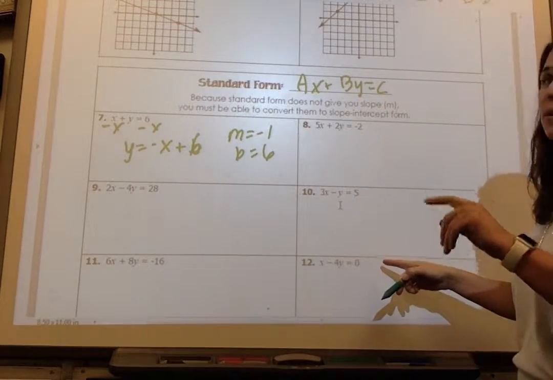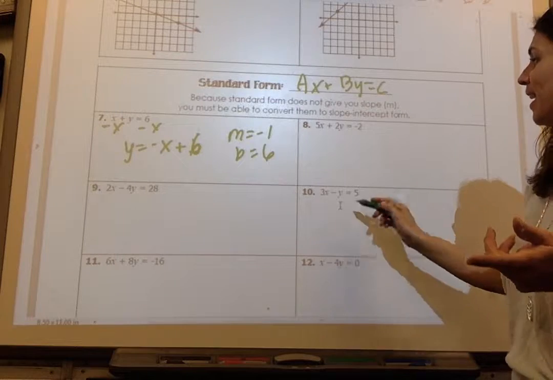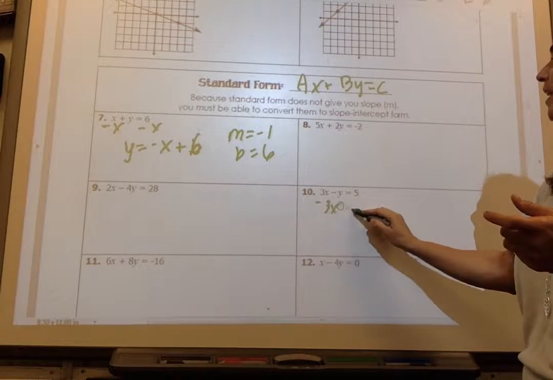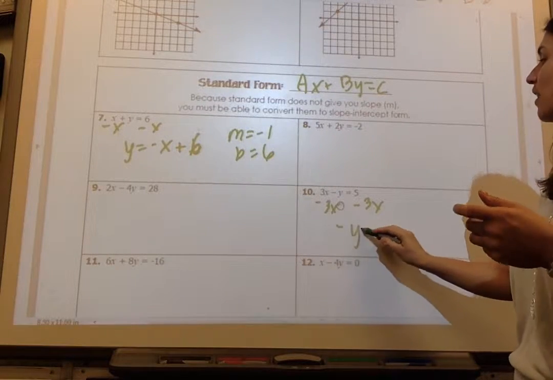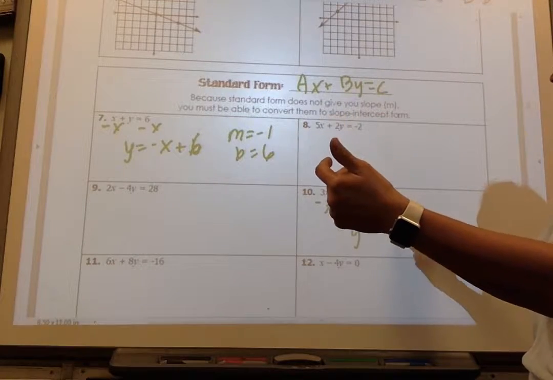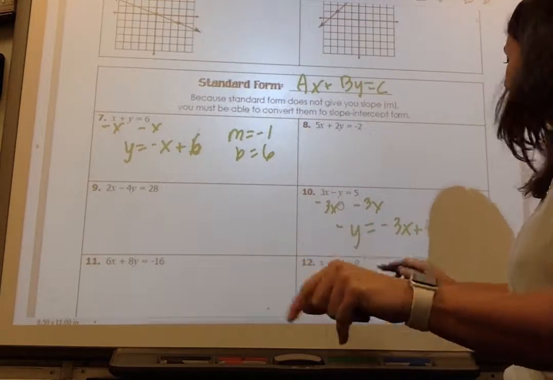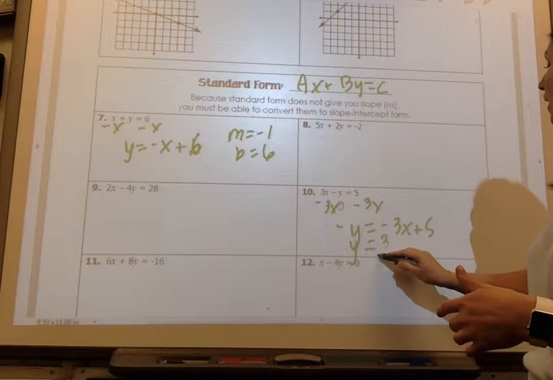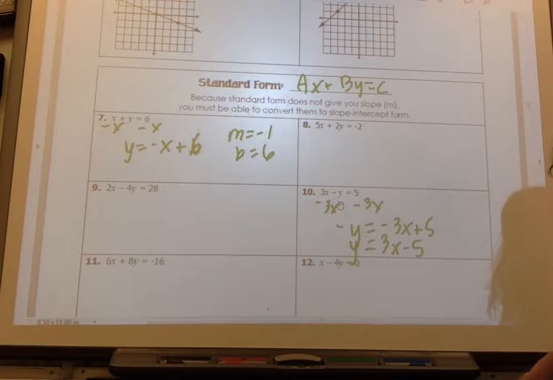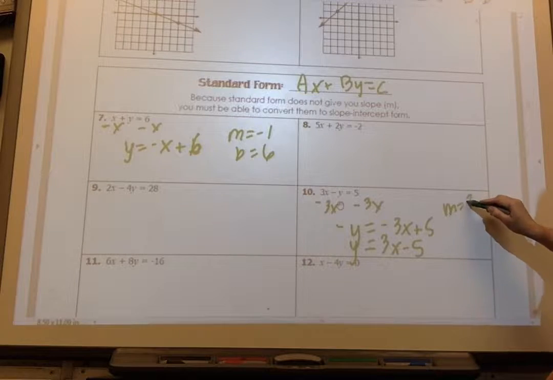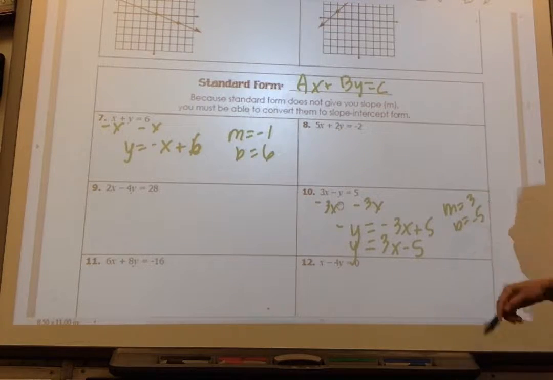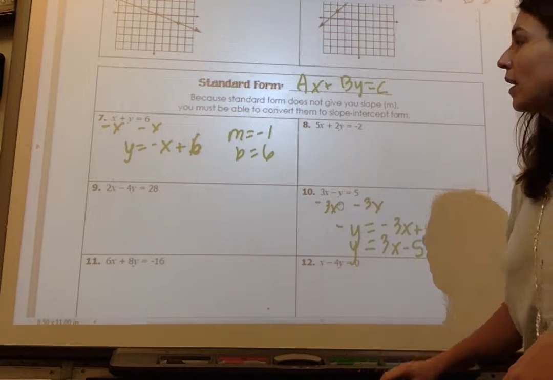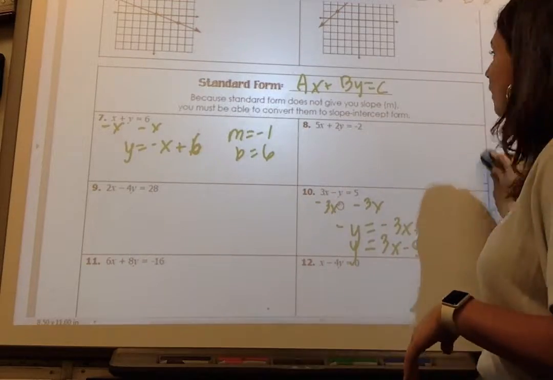Let's jump over to number 10. I subtract 3x on both sides, and I get -y equals -3x plus 5. Hang on, guys. Then my y is negative, so I'm going to flip everything, and I get y equals 3x minus 5. My slope is 3, and my beginning point is -5. Do a couple of these real quick, do numbers 8 and 9, and I will give you those answers.